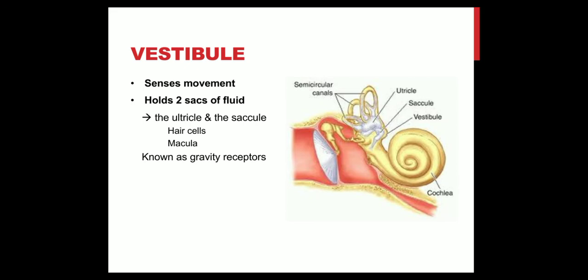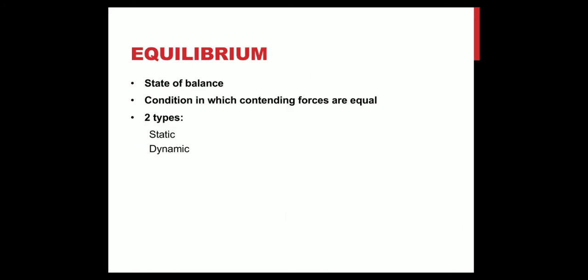Now let's see the remaining part, that is the vestibule. It senses movement. The vestibule is this middle part. This is the cochlea, this is the vestibule, and these are our semicircular canals. It holds two sacs of fluid, the utricle and the saccule. Hair cells, the maculae, are present, known as gravity receptors. We have talked about the hearing process. Now let's talk about the equilibrium process.